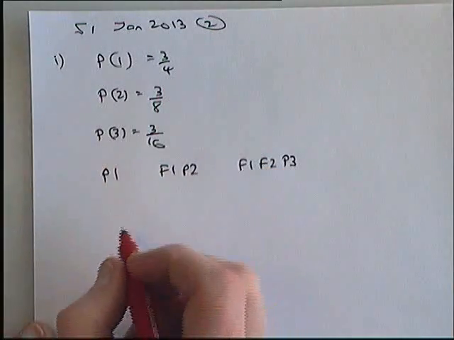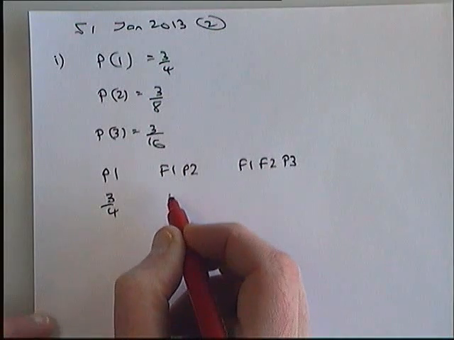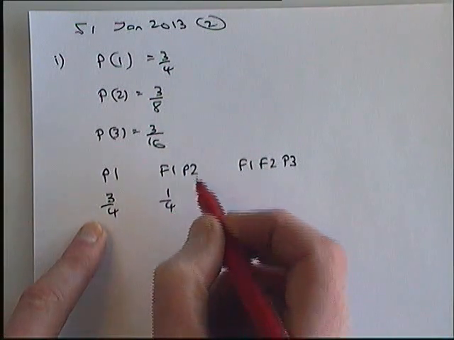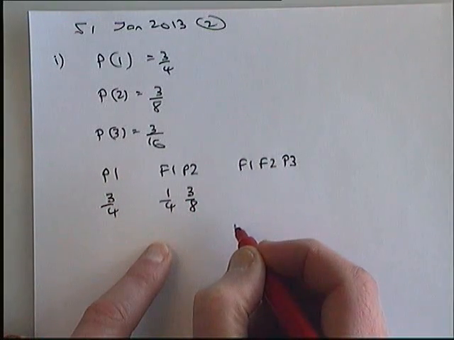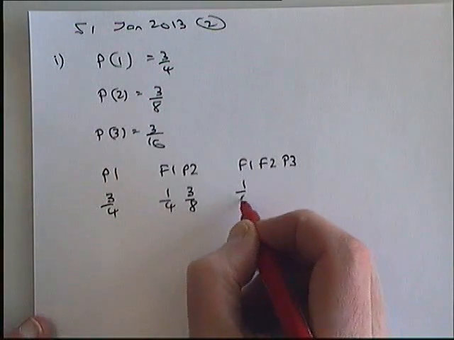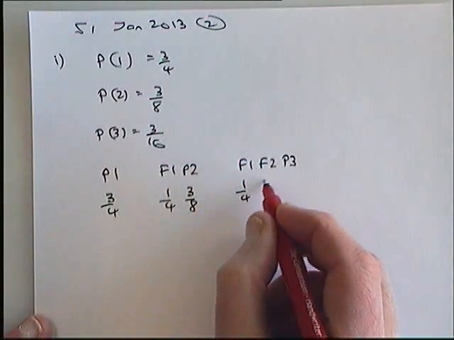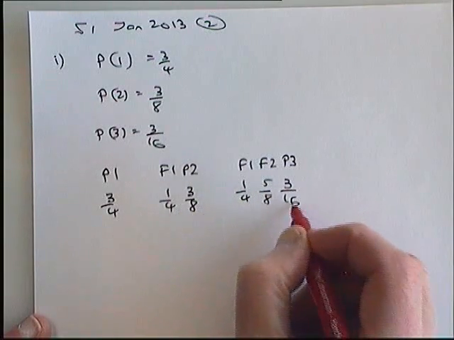Well, passing on the first one, that's 3/4. Failing on the first one is 1 minus 3/4, which is 1/4. Passing on the second attempt is 3/8. Failing on the first one is 1 minus 3/4. Failing on the second one is 1 minus 3/8. Passing on the third one is 3/16.